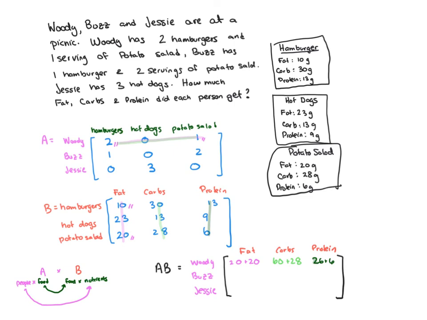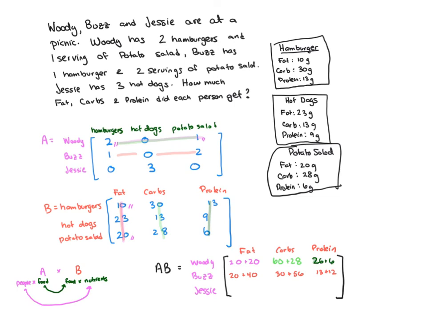So now I'll go to Buzz. So I'm looking at my second row here. I need to multiply that by the first column. So I get 20 plus 40, and then second row, second column, 30 plus 28 times 2 is 56. And then second row, last column, 13 plus 12.